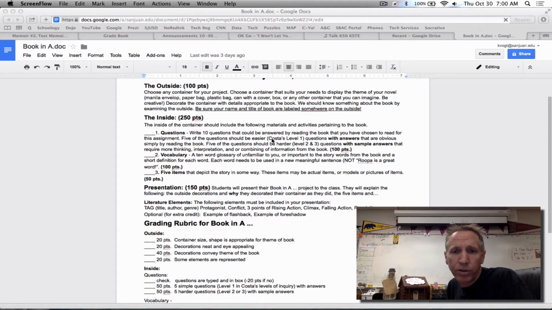So your questions are worth 100 points, and they must be typed. Does it say that in there? I think it says it down on the rubric, which we'll look at in just a second. Now you also have to have a vocabulary. Those are 10 words that are important to the story, or words that you don't know, words that you thought were interesting. And then you have to put each of those words in a meaningful sentence.